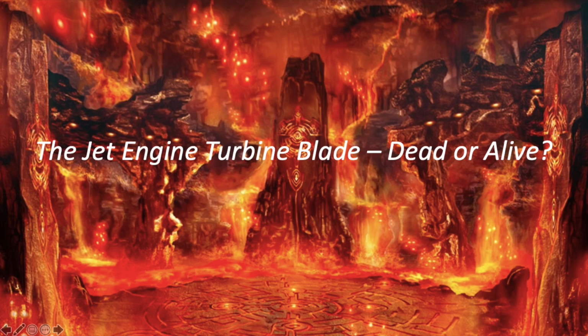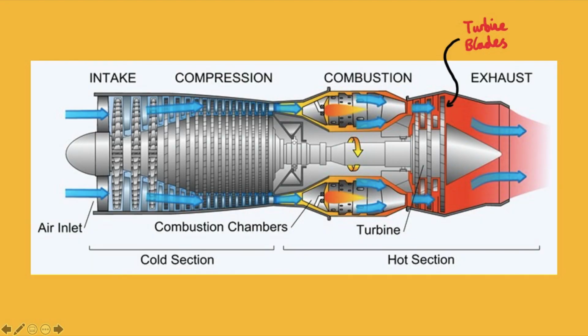To understand the function of a turbine blade, we must first understand how a jet engine works. The aim of a jet engine is to eject air at high speed. According to Newton's third law, this will produce an equal and opposite force of thrust, which pushes the aircraft forward.